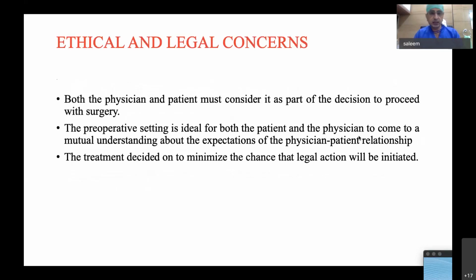Coming to ethical and legal concerns, both the physician and patients must consider it as part of the decision to proceed with surgery. The preoperative setting is ideal for both the patient and the physician to come to a mutual understanding about the expectations of the physician-patient relationship and the treatment decided on, to minimize the chance that legal action will be initiated.